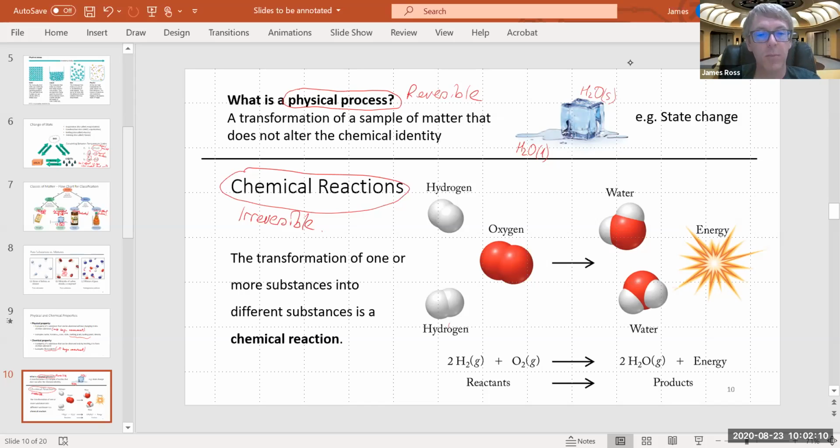Okay, so I think that's probably everything I wanted to say with this slide. Because chemical reactions are irreversible, they overall tend to be a higher level of energy than physical processes, but much more about this later.